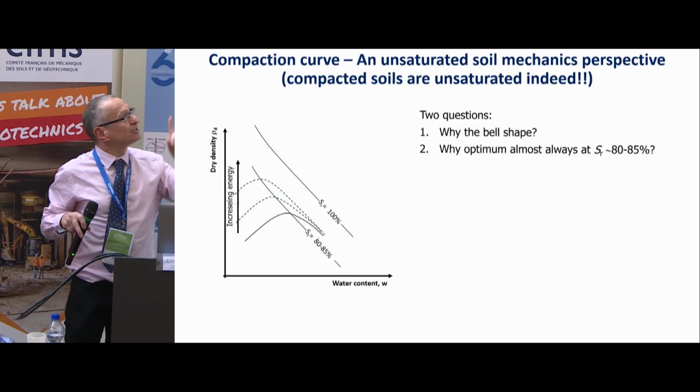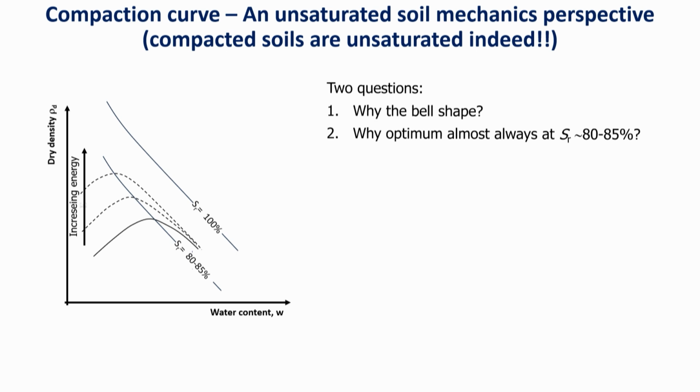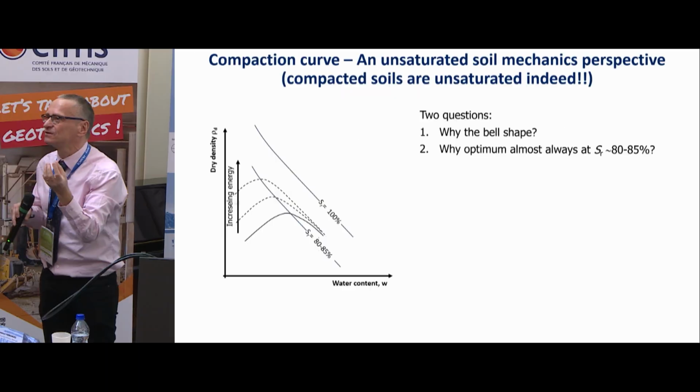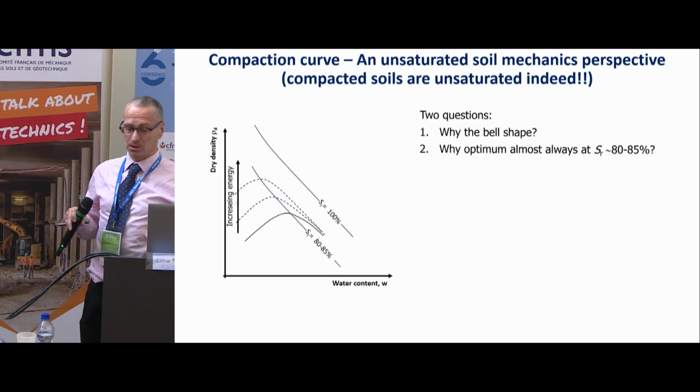Okay, so two questions here. Why do you have a bell shape? The compaction goes this way, so there is a maximum. Why is this happening? Second, if you have scrutinized billions of compaction curves, you are going to discover that the optimum is almost always lying on 80–85%. That's strange, right? So there might be a reason for that. When you have sands, when you have clay, all the curves that Marina was showing yesterday.